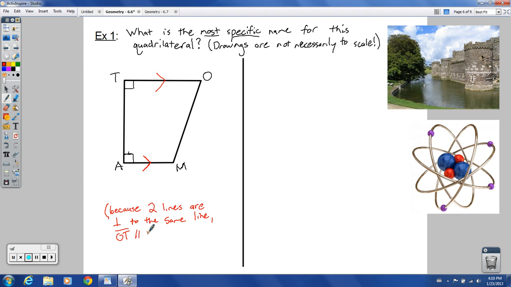OT is going to be parallel to MA. So that's why that was true. That's why I could add that. Is there anything else I can add here?